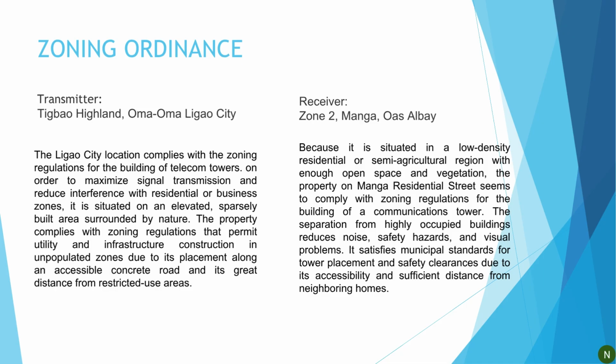Both the selected sites comply with the local zoning regulations for communication tower installations. The receiver site in Mangawas is in a semi-agricultural, low-density residential area, providing adequate open space and minimal interference. The transmitter site in Tigbao Highland, Ligao City is elevated and sparsely developed, ideal for minimizing radio interference and maximizing transmission coverage. Both the locations meet municipal standards for tower construction, safety, and accessibility.